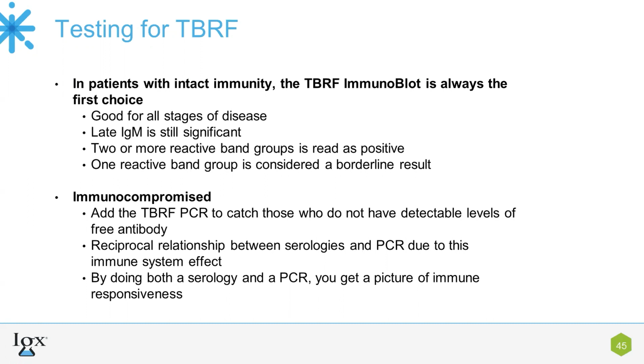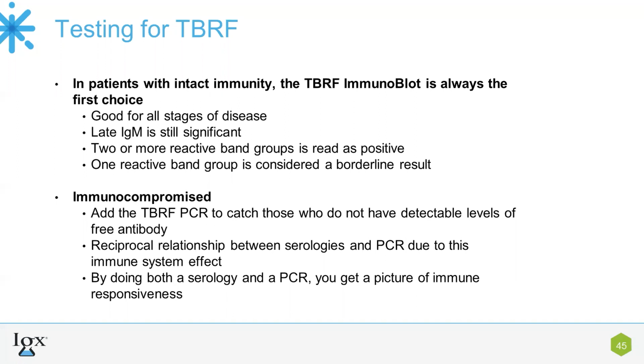They report band groups, and 2 or more is reactive, is read as positive if they're reactive. 1 group is considered a borderline result. And they found in their studies when they had these borderline patients, by waiting a few weeks and repeating it, they would get a more clear result. So if you have 1 reactive band group, you just repeat the test a little bit later on, and you might get a much more clear picture.